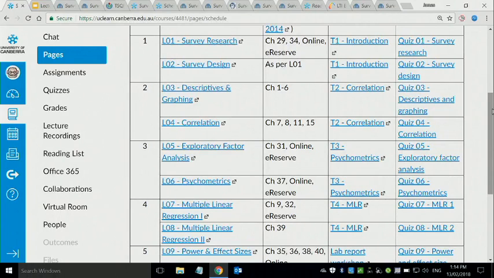So lecture 3, descriptives and graphing, is dealing with single variables. What sort of descriptive stats can we use and what kind of graphs can we use to visualise that data? Then lecture 4, correlations, looking now at 2 variables, so bivariate relationships. How do we visualise the relationship between 2 variables? And what statistics can we use to analyse whether they're related or not, looking at non-parametric and parametric statistics.